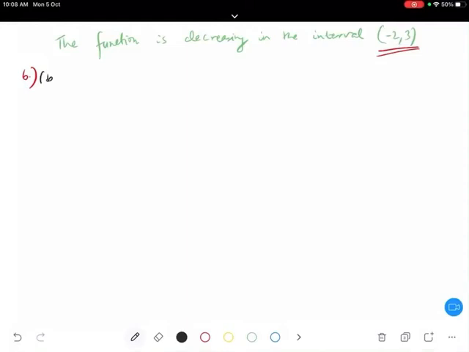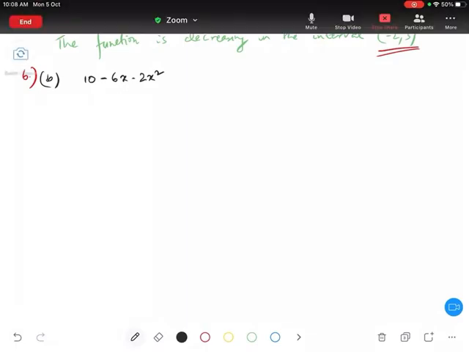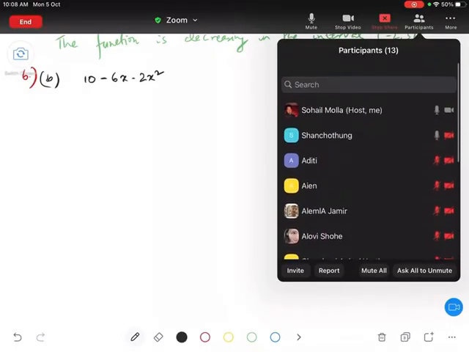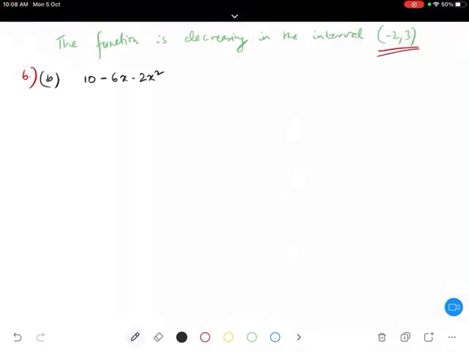6b. 6a is homework. Let's do 6b. 10 minus 6x minus 2x square. So, tell me, what is my first step? Step 1 is what? Come on, tell me. Step 1 is what?